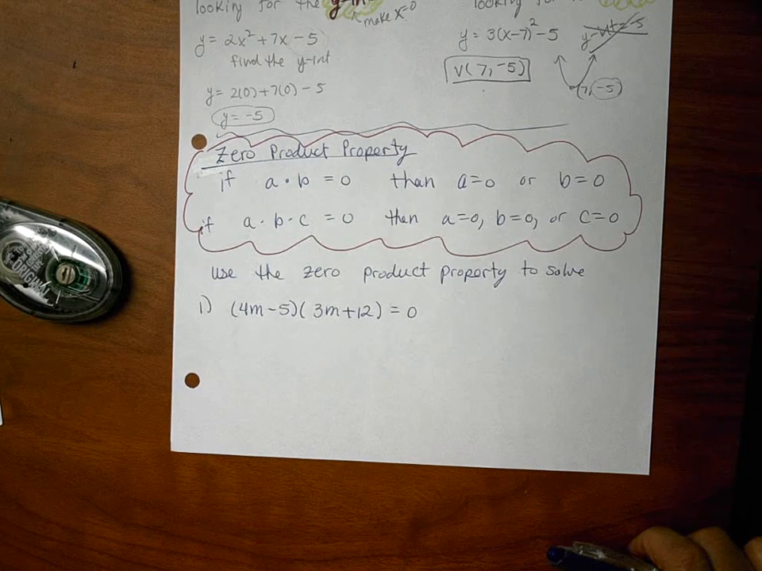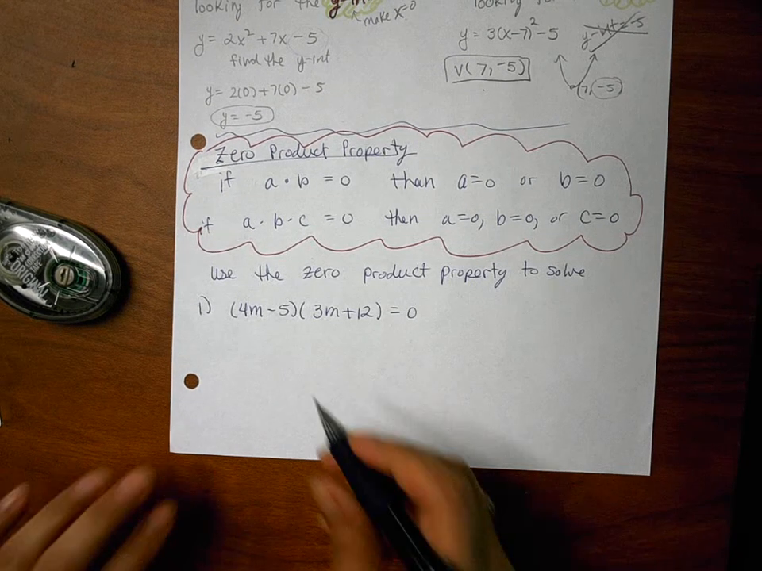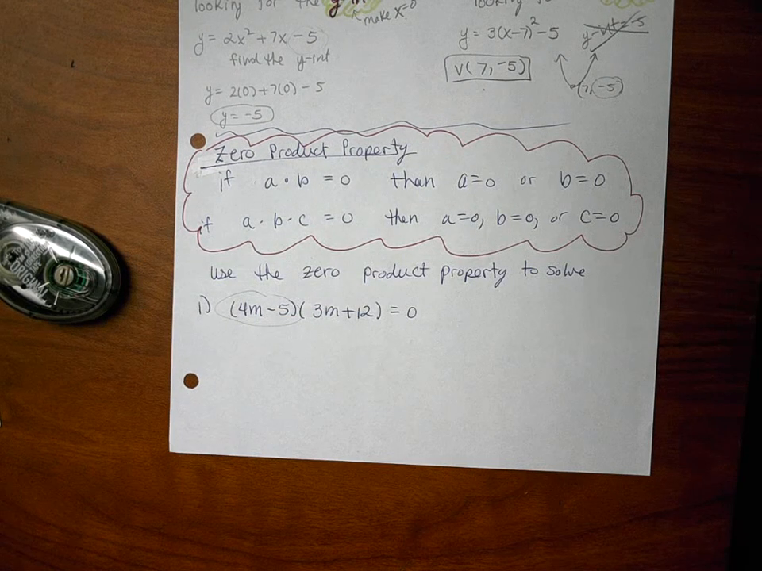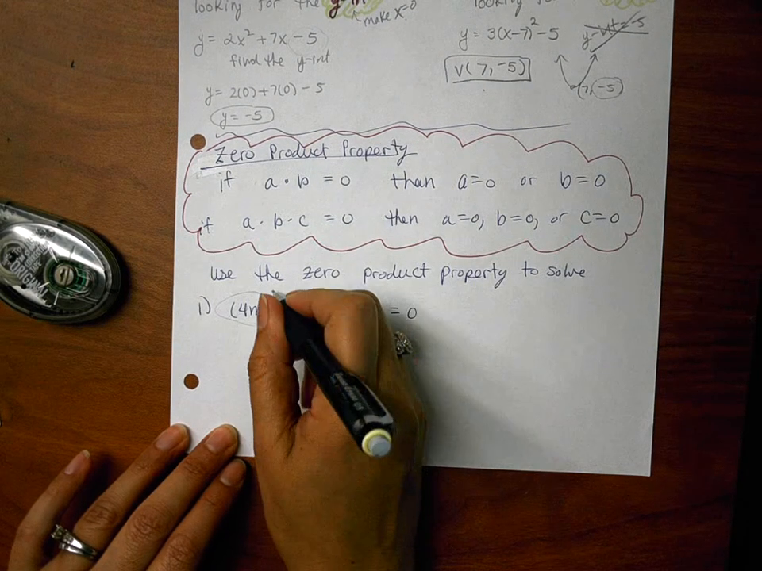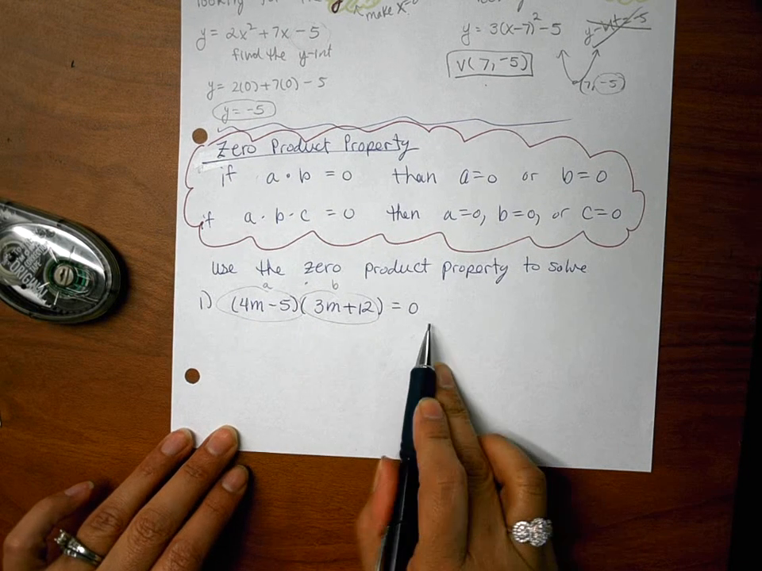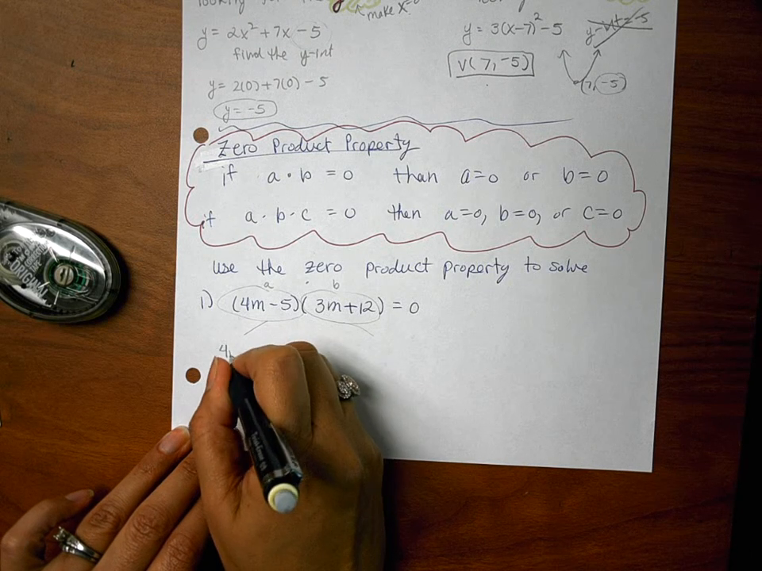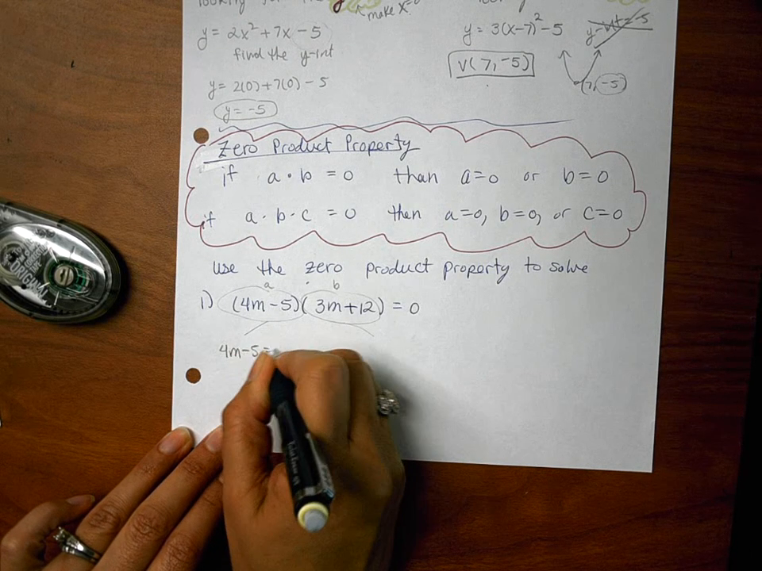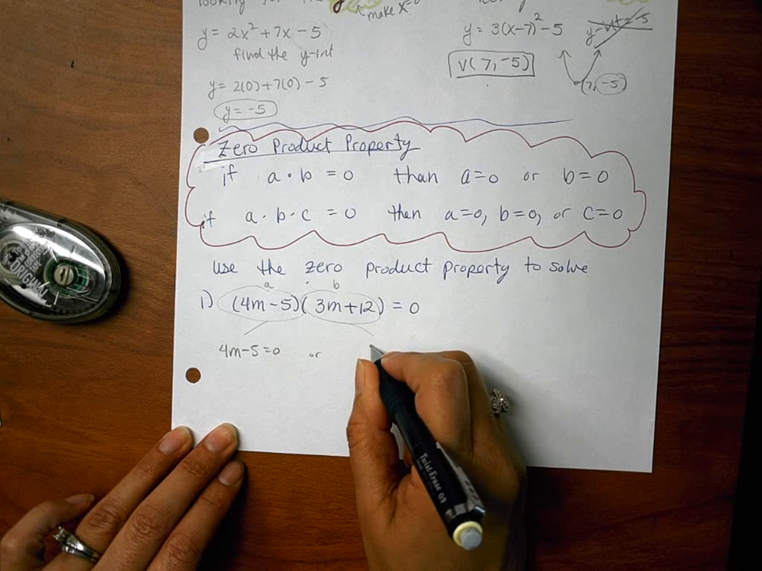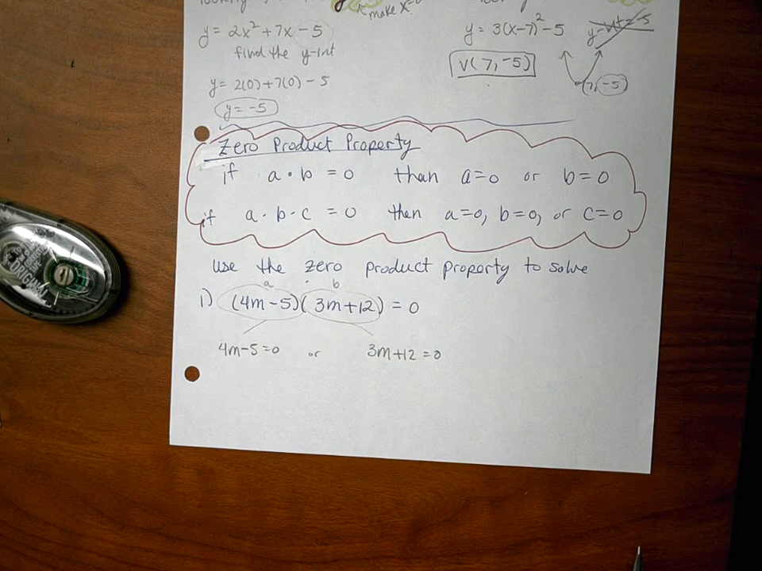All right, we have this equation and we're trying to solve. What we are going to do is use the zero product property. So think of this whole chunky piece, we've talked about factors before. Think of this factor as a and this factor as b. A times b equals 0. That means one of these factors must be 0. 4m minus 5 must equal 0, or 3m plus 12 must equal 0. One of them has to be 0.